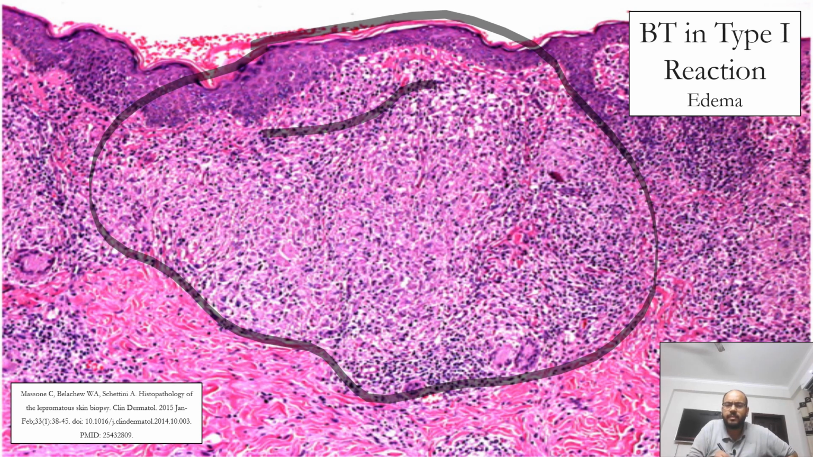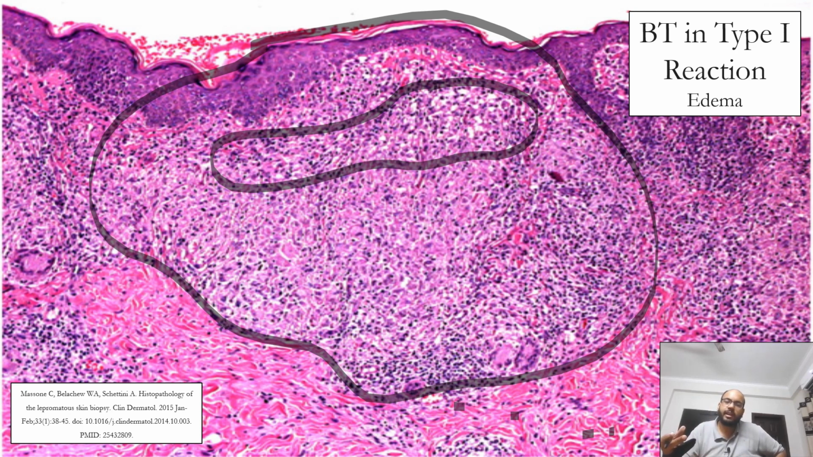And we see some empty spaces in between. So empty spaces is because it's a disorganized granuloma. The cells are constantly dying, leaving behind empty spaces, a disorganized granuloma. And the empty space inside the dermis is because of edema, because of fluid extravasation.